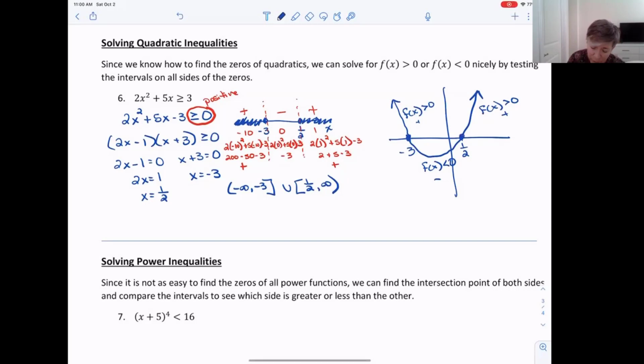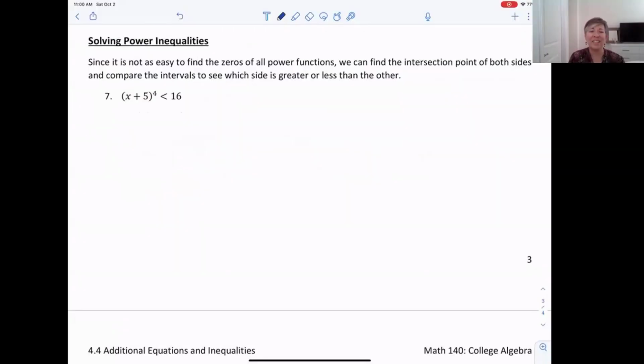Notice that the only places it's going to change from positive to negative is at the x-intercepts. So it's helpful if you can find the zeros. You can always use that number line idea. Now, it's not always easy to find those zeros algebraically, especially if you have a power function like this one. In example 7, we have the quantity x plus 5 to the power of 4 less than 16. So instead, we can find the intersection point of both sides and then compare the intervals to see which side is greater or less than the other.